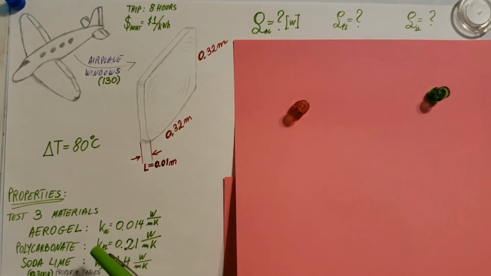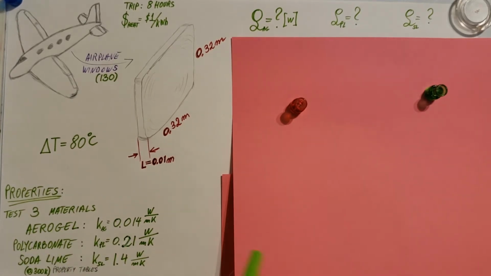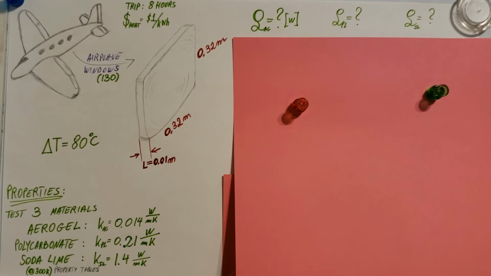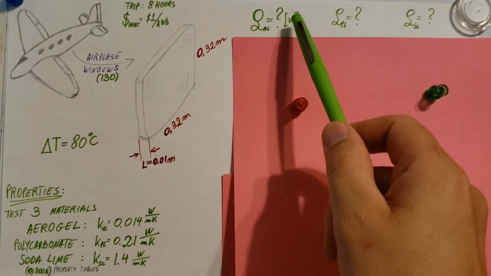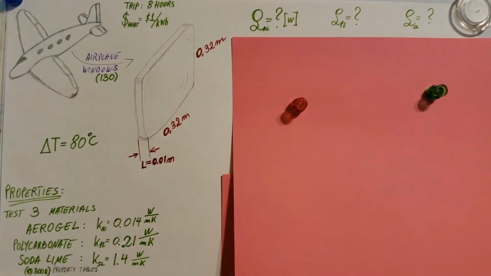We can tell that their K, the conductivity coefficient, is different for all of them, so definitely they're going to have different heat transfer values associated with them. So let's get started. Heat loss: we need to find something with units of watts, right? For every single window. So we're going to do it one at a time. Let's do it for one of the windows.